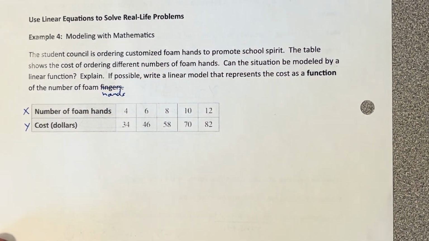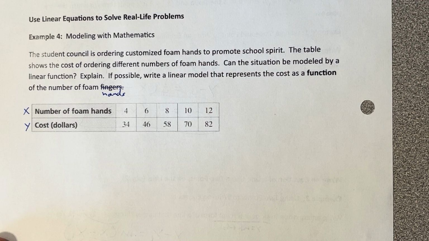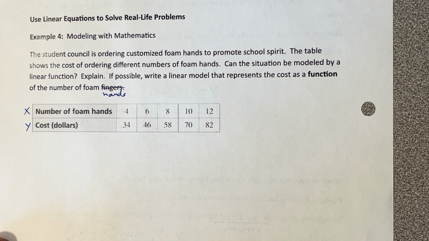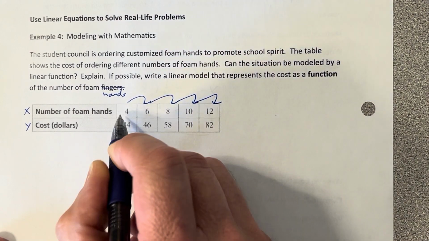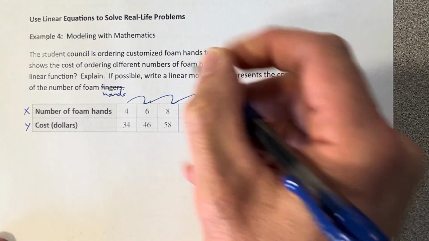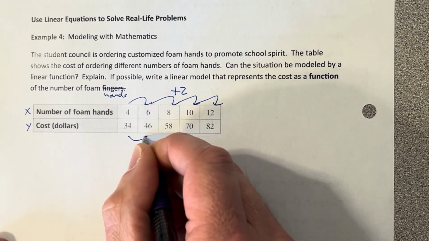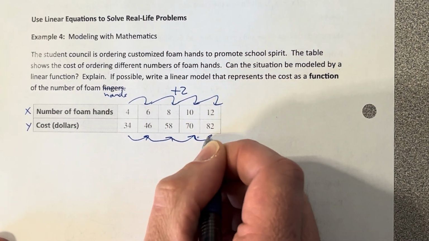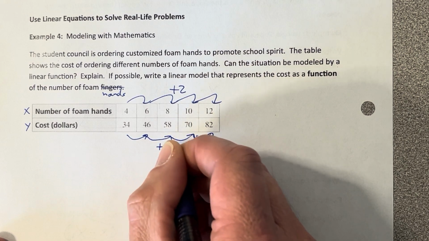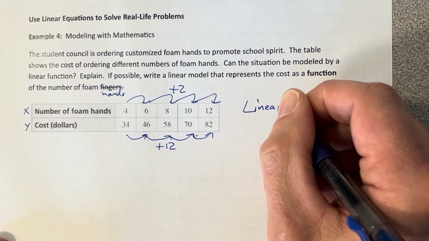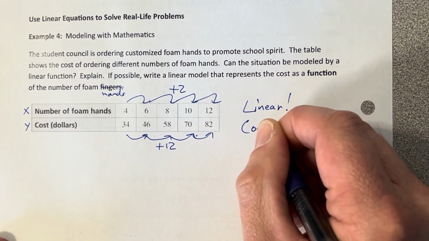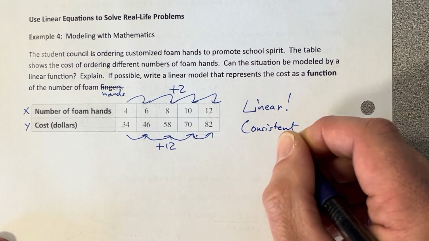All right, so we've got this data here. First things first, we need to determine if it's linear or not. To be linear, it's got to be consistent addition or subtraction across here. And it is. At the same time, it's got to be consistent addition or subtraction down here. And it is. So this is linear. It was consistent addition.